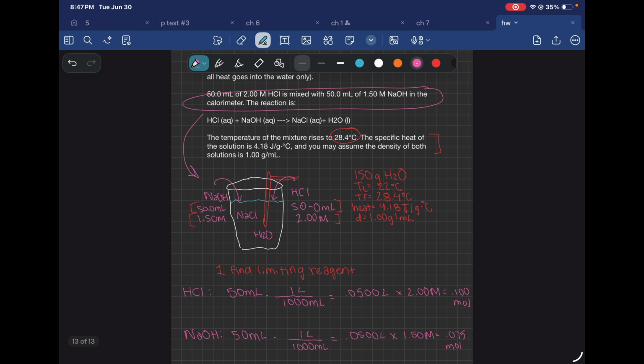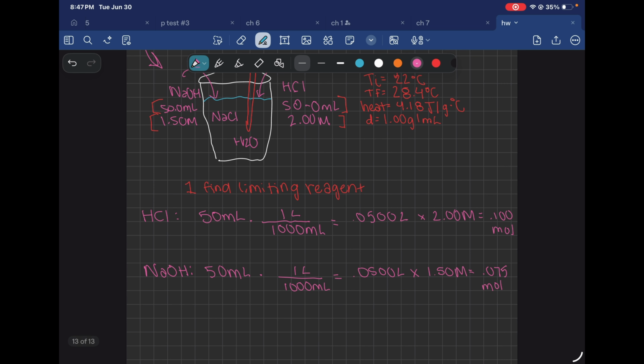So now that we have the moles, we can look back at our reaction and we can see that it is 1 to 1. So because it is 1 to 1, we can automatically assume that the limiting reagent is the lower number. And the lower number in this instance is NaOH. So NaOH will be our limiting reagent for this question. So now that we have that, let's move on to what we have to do next.